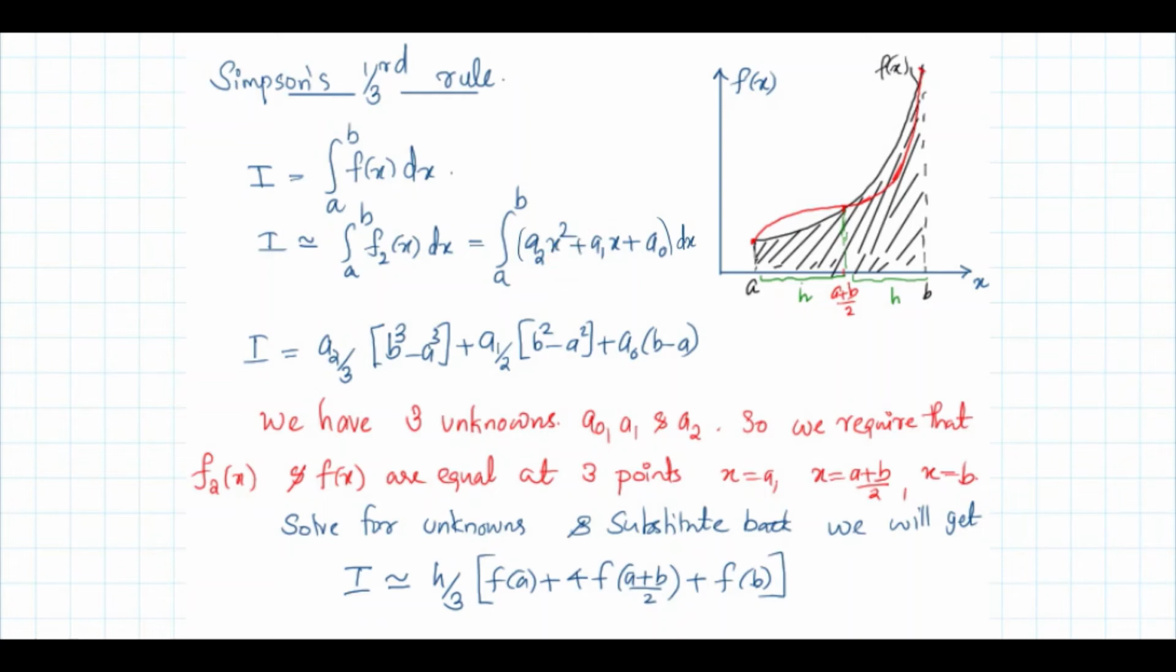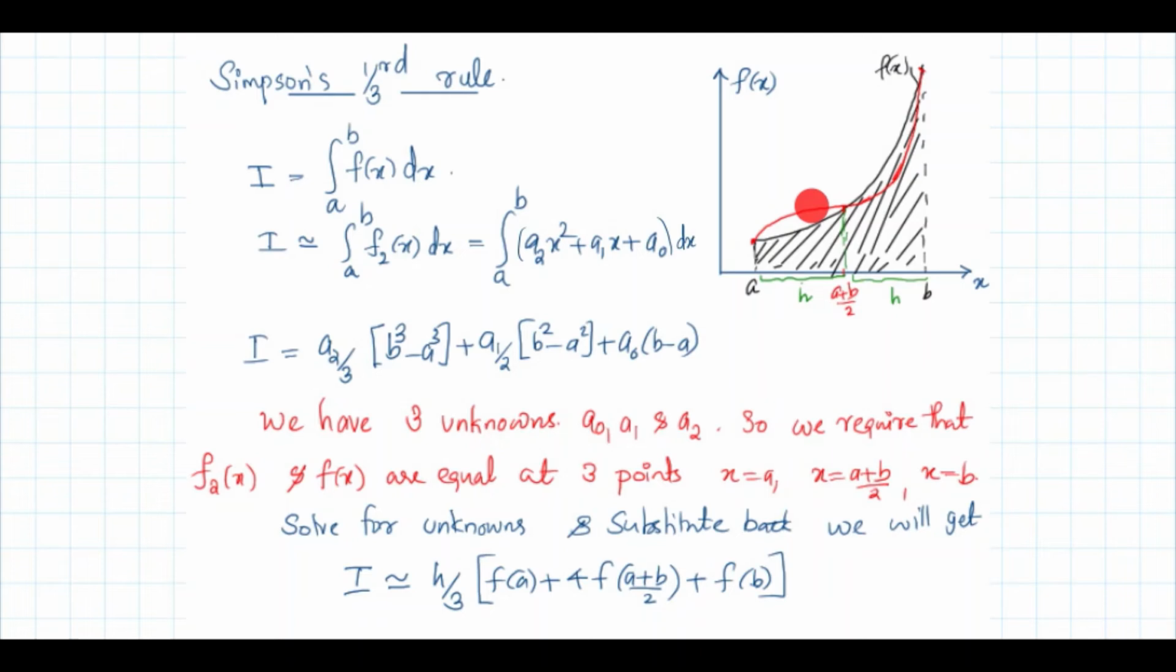The integral of a2 x square dx is x cube by 3. By putting limits you will get b cube minus a cube by 3, plus a1 into x dx, x square by 2, putting limits b square minus a square by 2, plus a0 into integral dx, x, putting limits b minus a. Here you have 3 unknowns, a0, a1, a2. So we require 3 conditions in order to evaluate the 3 unknowns.